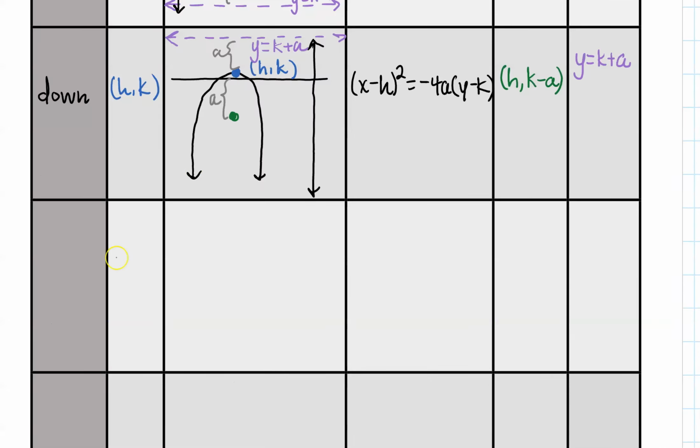Now moving on to the third row, we will find all this information for a parabola that opens to the right. And so let's say that that parabola looks something like this.